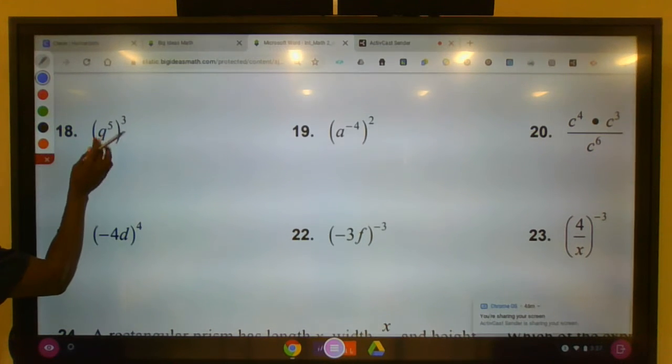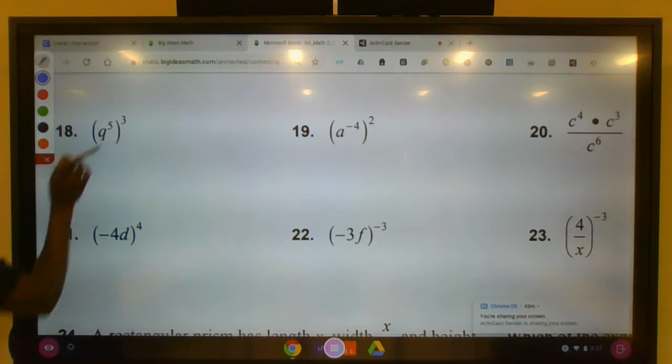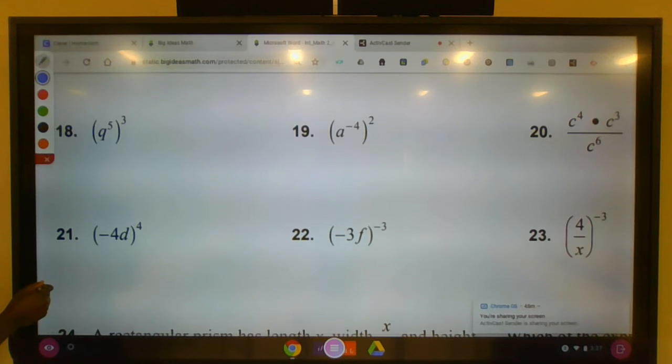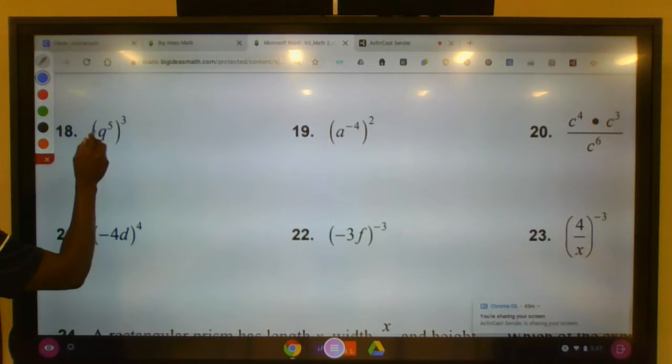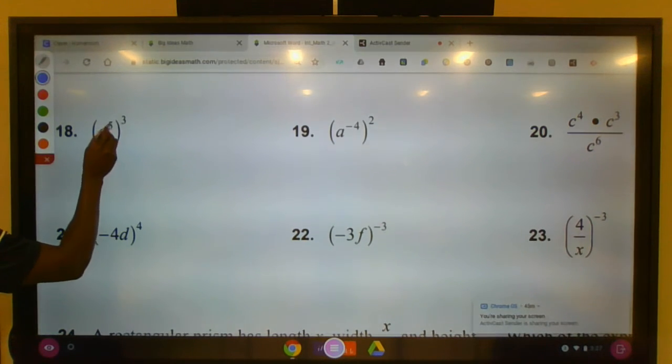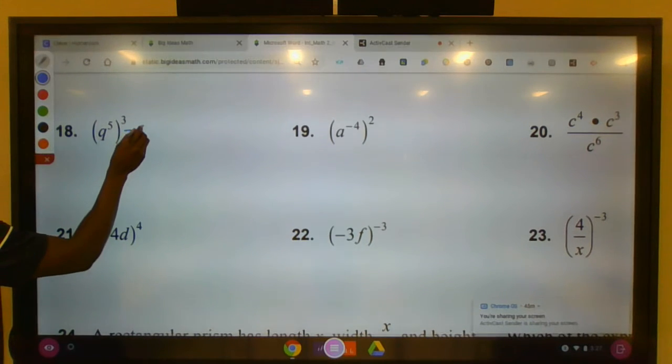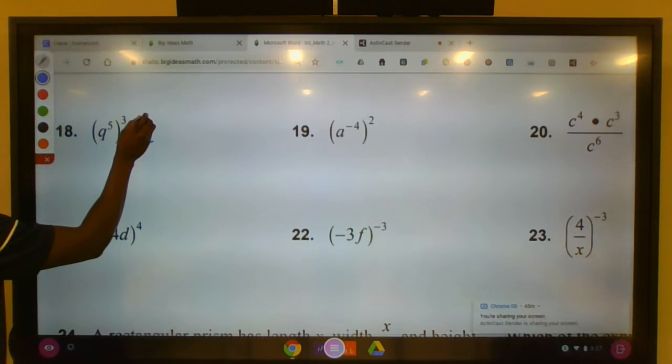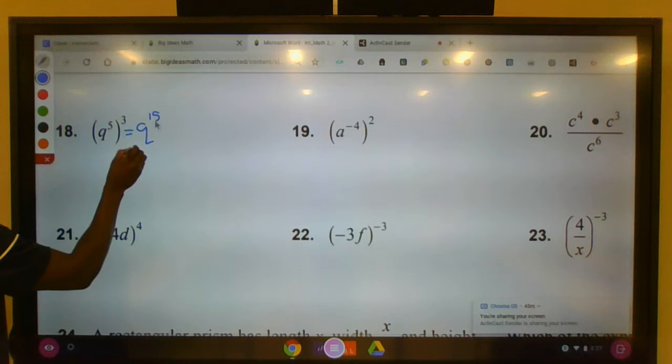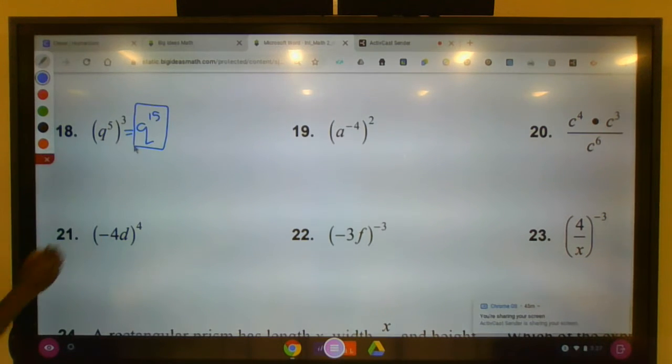q to the fifth power, parentheses, third exponent there. When we have this scenario, we know we're multiplying 3 times 5. This gives us q to the 15th power. It's simple enough, we're done.